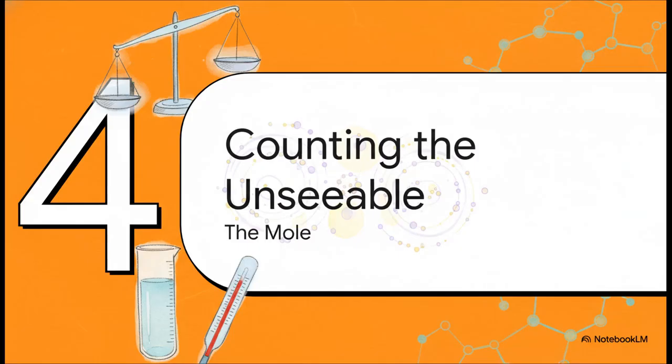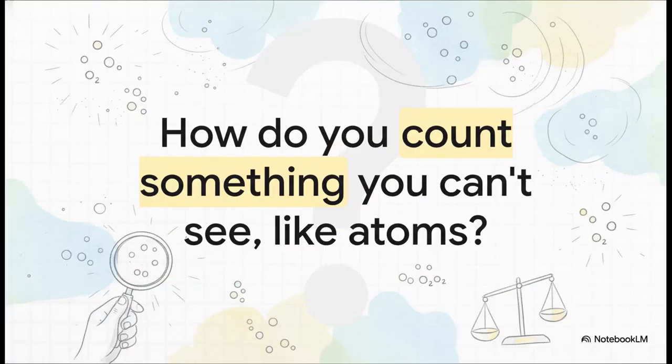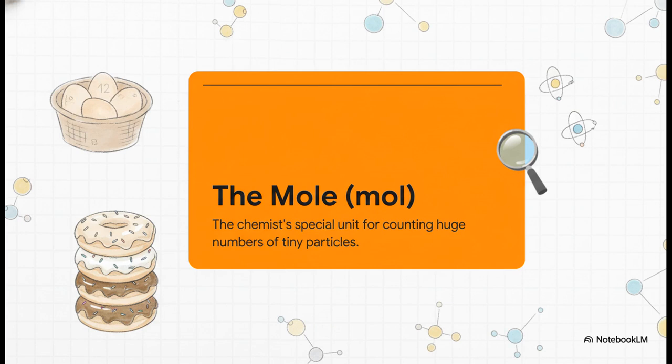Okay, so we can measure mass, volume, and temperature. We can handle the things we can see and feel. But what about the heart and soul of chemistry, the atoms and molecules themselves? This is the big problem, right? You can't just pick up individual atoms and put them in a pile to count them. There are trillions and trillions of them in the tiniest speck of dust. So how on earth do chemists count something that's totally invisible? They came up with a really clever solution.